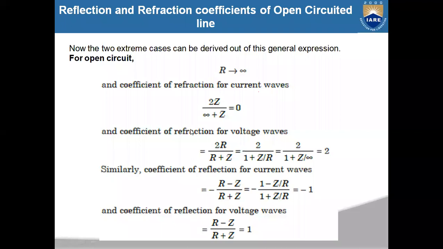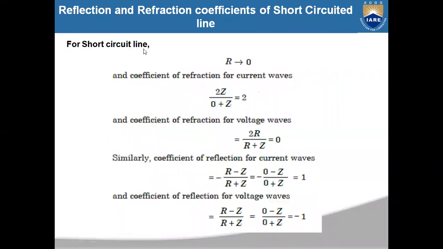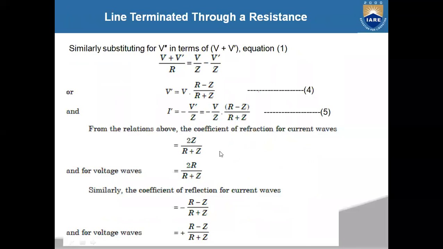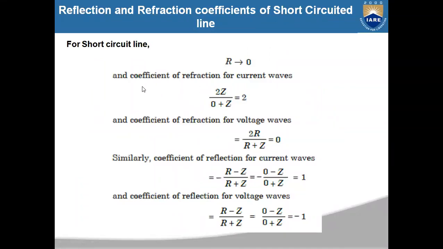Similarly, you can observe the short circuited case. For a short circuited line, this resistance becomes equal to 0, right? So in these four equations, you substitute R equal to 0, so that you get the coefficient of refraction and reflection for the current and voltage waves. In the short circuited case, the coefficient of refraction for the current wave is 2, and for the voltage wave is 0. The coefficient of reflection for the current wave is 1, and for the voltage wave is -1. This is how you can calculate the reflection and refraction coefficients for a short circuited case.